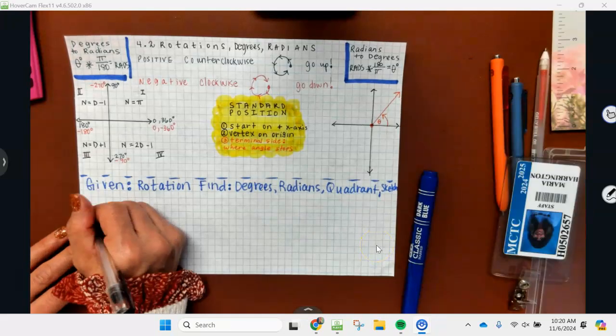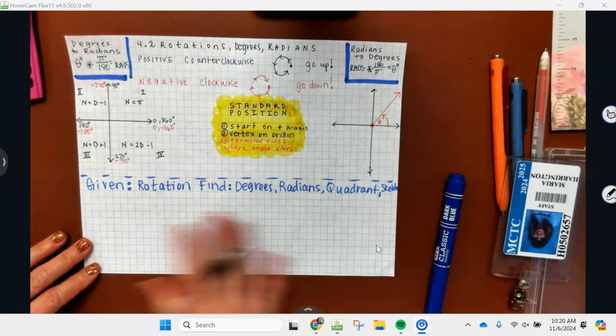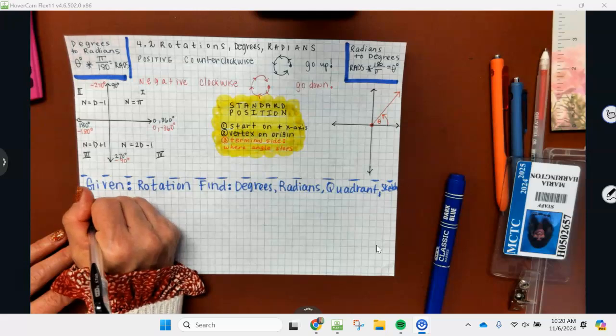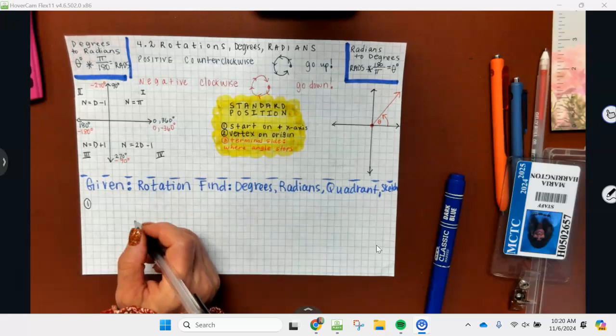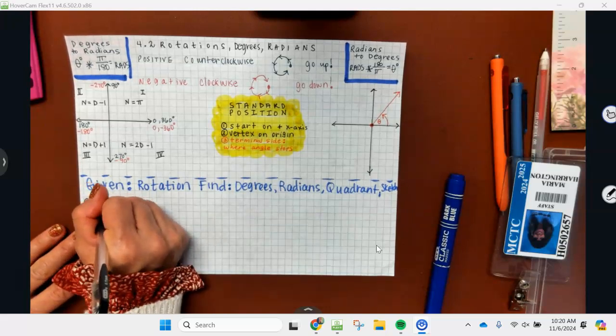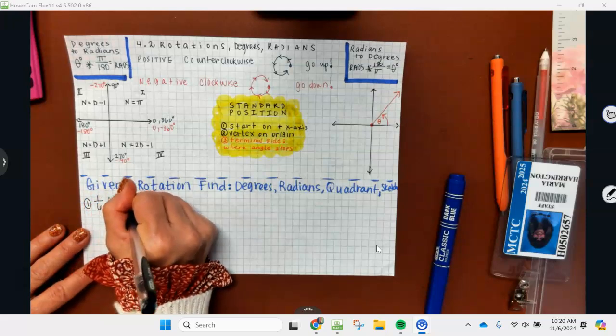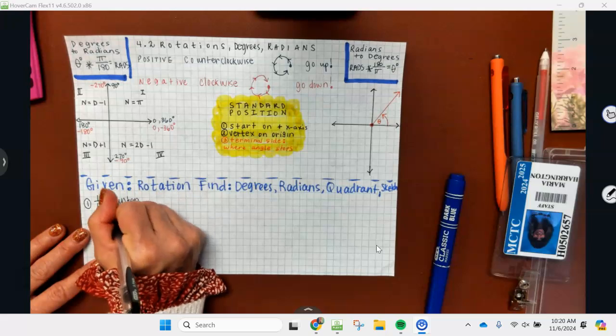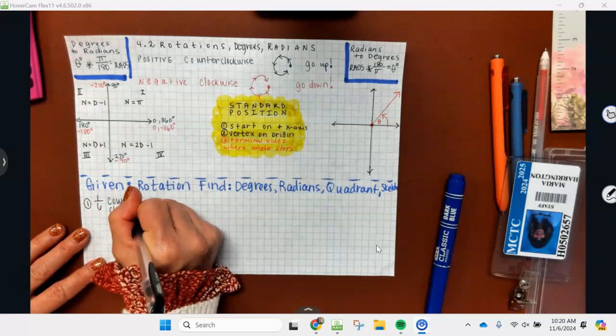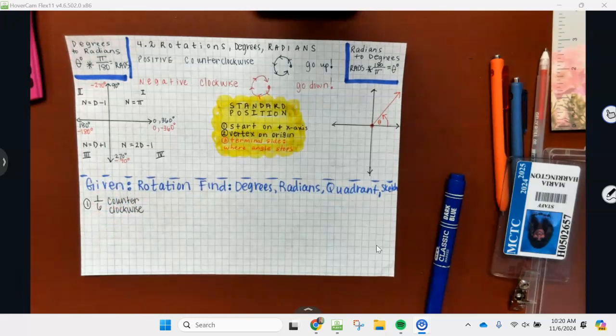I'm going to use black. It doesn't matter what color you use. I'm not changing colors on this. All right, number 1, guys. We're going to do a 1/6 rotation in a counterclockwise fashion. All right, that's given to us.